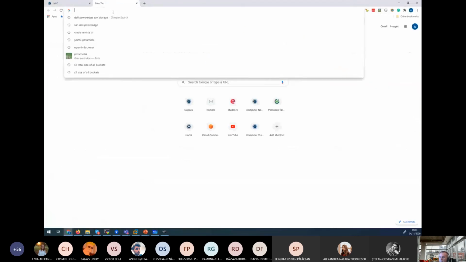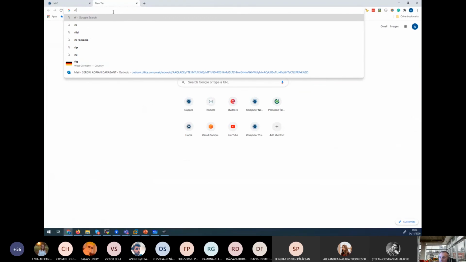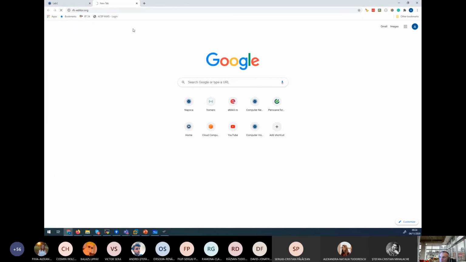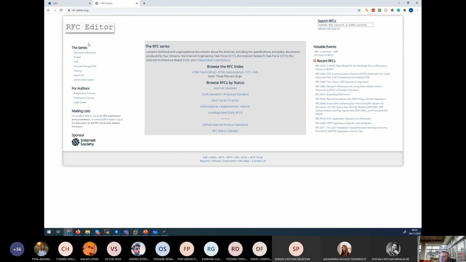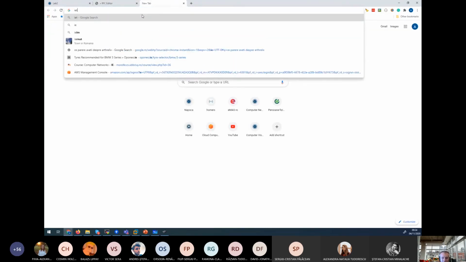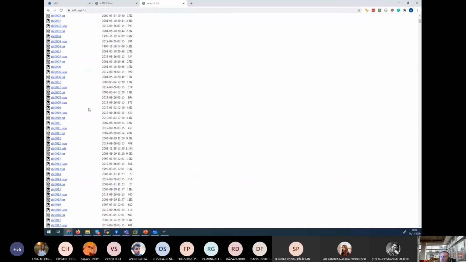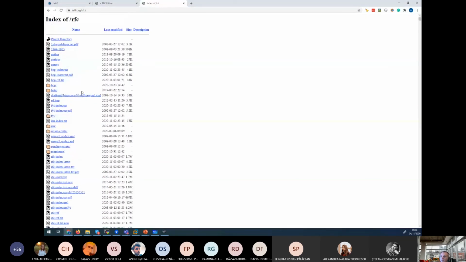Some sorts of documents that are maintained by rfceditor.org. Okay, if you go into this site or ietf.org/rfc, you have here all the documents.